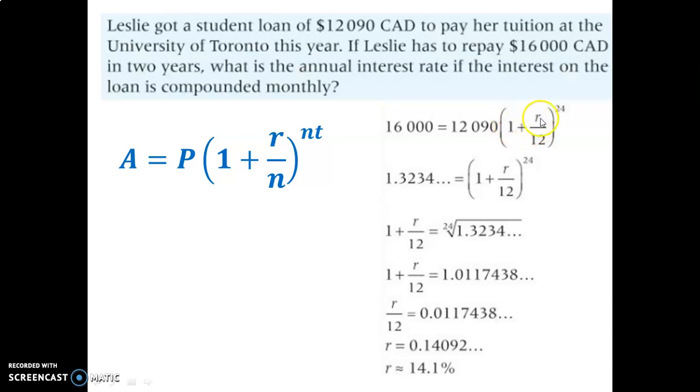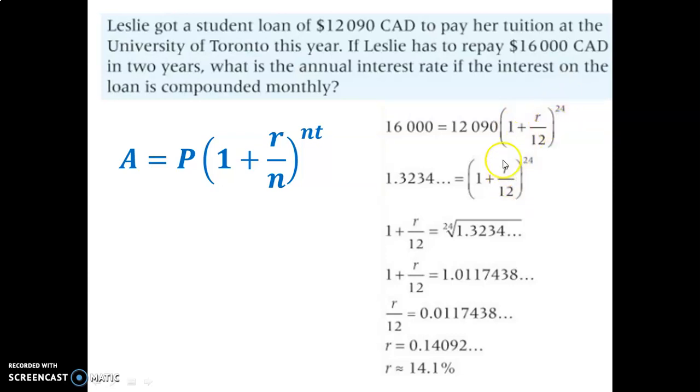So here we have 1 plus R. They're going to find the annual rate, and it's paid every month, so we divide by 12. Again, that interest rate is divided by 12, once for every month. And the 24 here, because it takes 2 years to pay back the loan, and since it's paid every month, 2 years times 12 is 24 payments. That's one time every month.